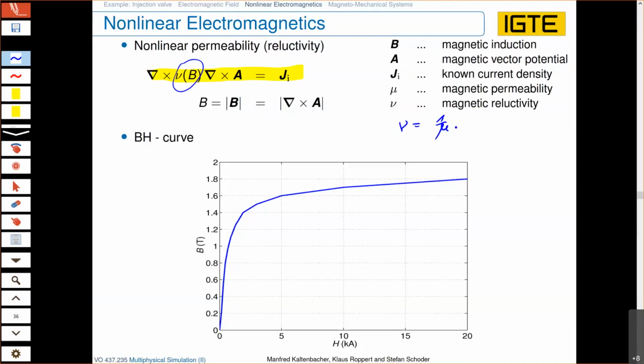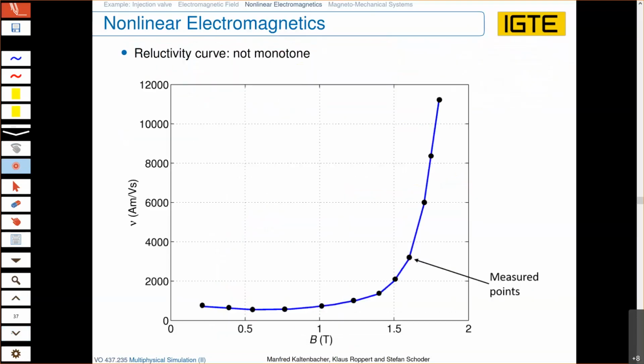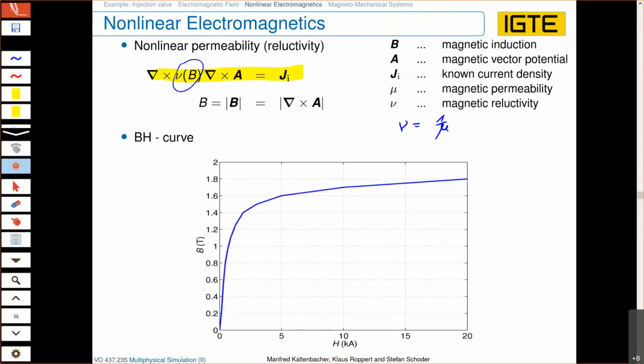Very important to be noticed is, as you can see here, this BH curve, as we call it. So we have here on this axis the magnetic field intensity, the amplitude, and here the amplitude of the magnetic flux density. And we have this nonlinear curve, which is monotone increasing. So it is strictly monotone increasing, which is a very important property clearly when we will go towards a Newton method.